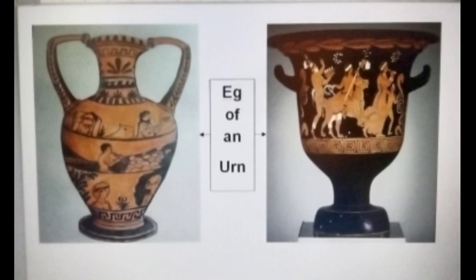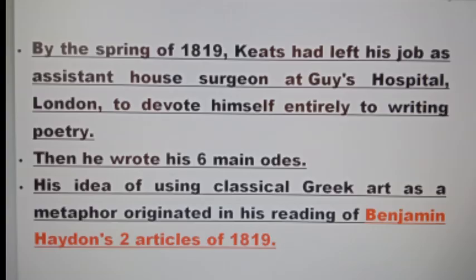By the spring of 1819, John Keats had left his job as assistant house surgeon at Guy's Hospital, London, to devote himself entirely to writing poetry. Then he wrote his 6 main odes. The idea of using classical Greek art as a metaphor originated in his reading of Benjamin Haydon's 2 articles of 1819. So the inspiration for the poem comes from Benjamin Haydon's 2 articles of 1819.